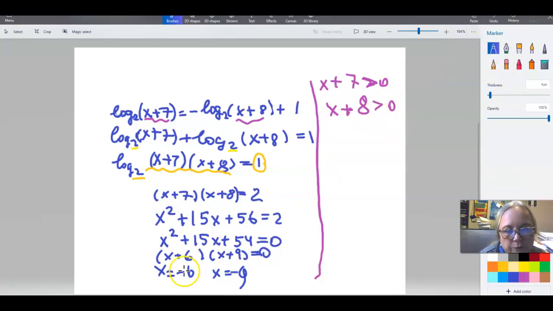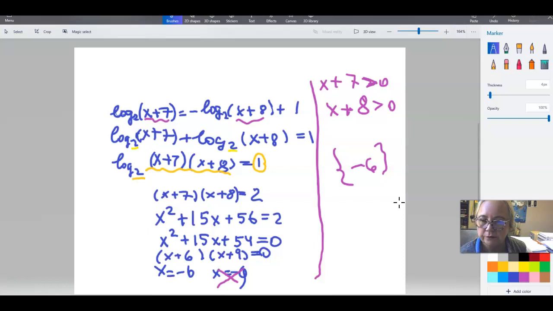So when you plug in negative 6, both inequalities are true. Negative 6 plus 7, positive 1, greater than 0; negative 6 plus 8, positive 2. But when you plug in negative 9, it's enough for one inequality not to be true. In our case, both inequalities are false. So this logarithmic equation has only one solution, negative 6.